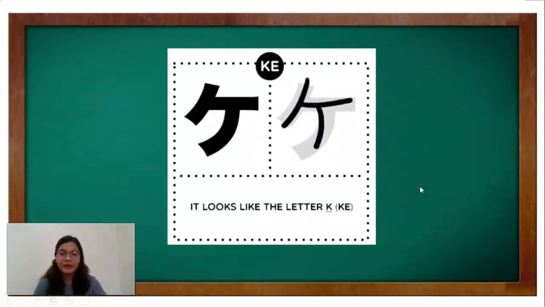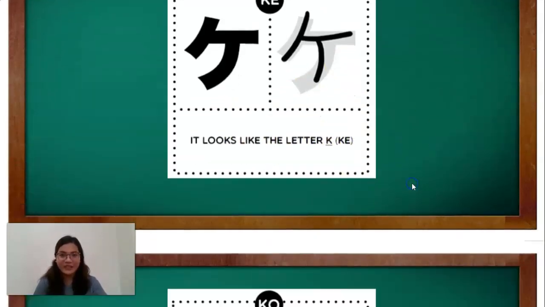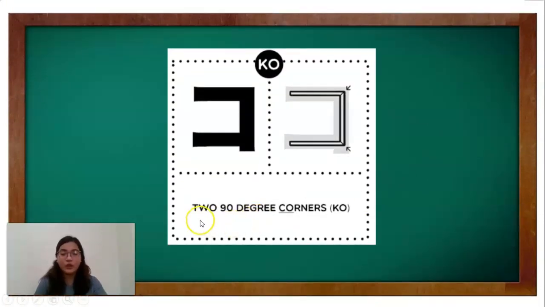Okay, next, ke. It looks like the letter K. So ke as in K. Next, ko. Two 90-degree corners, that is ko. So ko as in corners.